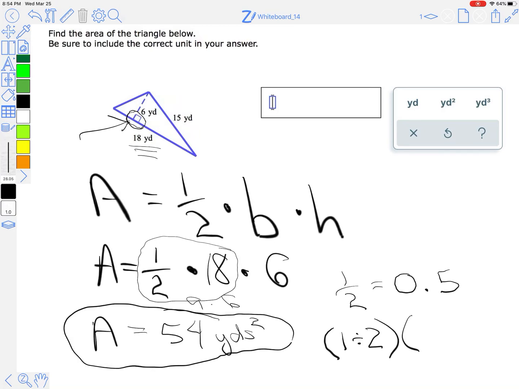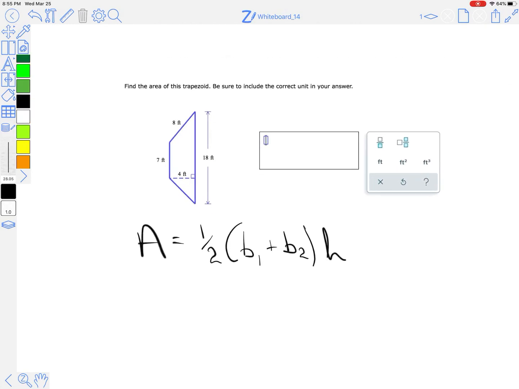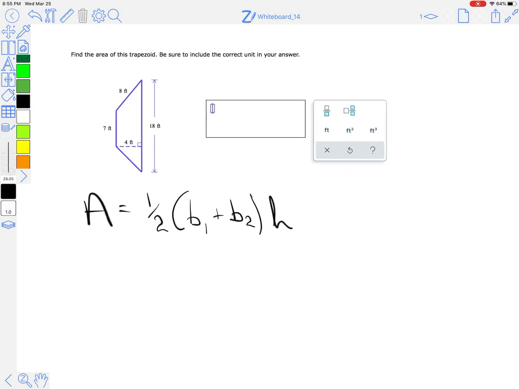And then say times your base of 18 times your height of 6. Okay, because remember what we've always said about calculators, they're only as smart as the person using them. So make sure you're careful with it and get the right things put in there. The next one we're going to talk about is the area of a trapezoid.